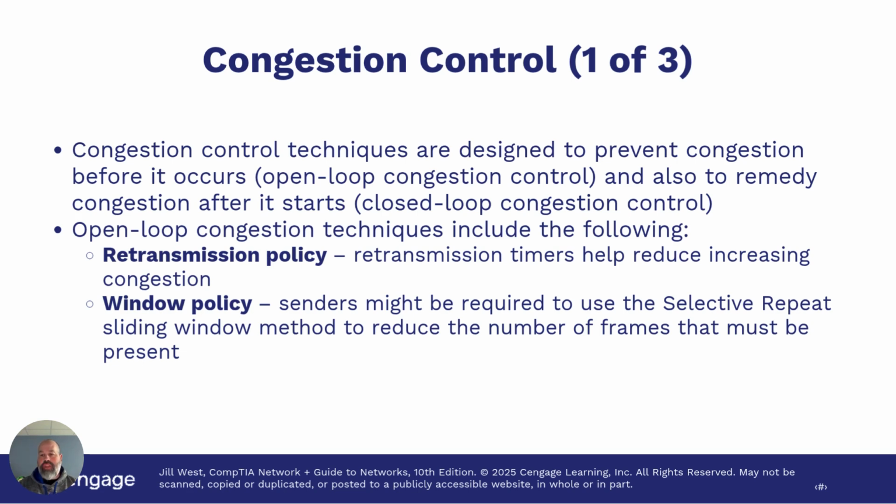Congestion control has two strategies: prevent congestion before it happens, which is open loop, and fix it after it starts, which is closed loop. Open loop techniques include retransmission policy, which is using smart timers to avoid making congestion worse by retransmitting too quickly. Window policy is requiring senders to use methods that reduce how many frames must be present on the network at once. Think of this like being proactive, kind of like taking vitamin C during the cold and flu season so you don't get sick, rather than having to take medicine after you get sick.